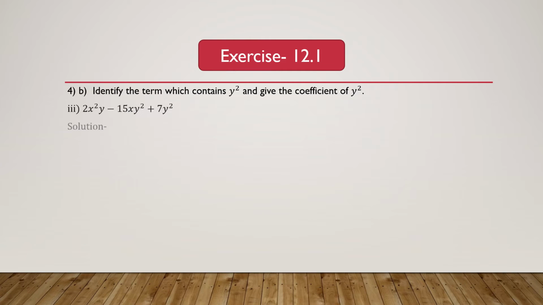Now third bit: 2x square y minus 15xy square plus 7y square. We have to find the terms which contain y square. The term 2x square y does not contain y square, it contains y only, so this is not possible. Now minus 15xy square contains y square.